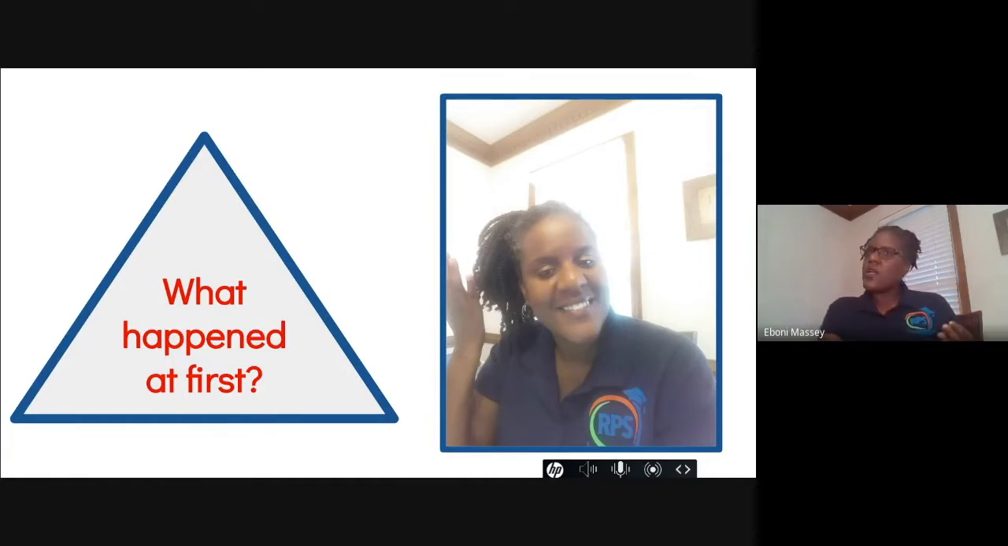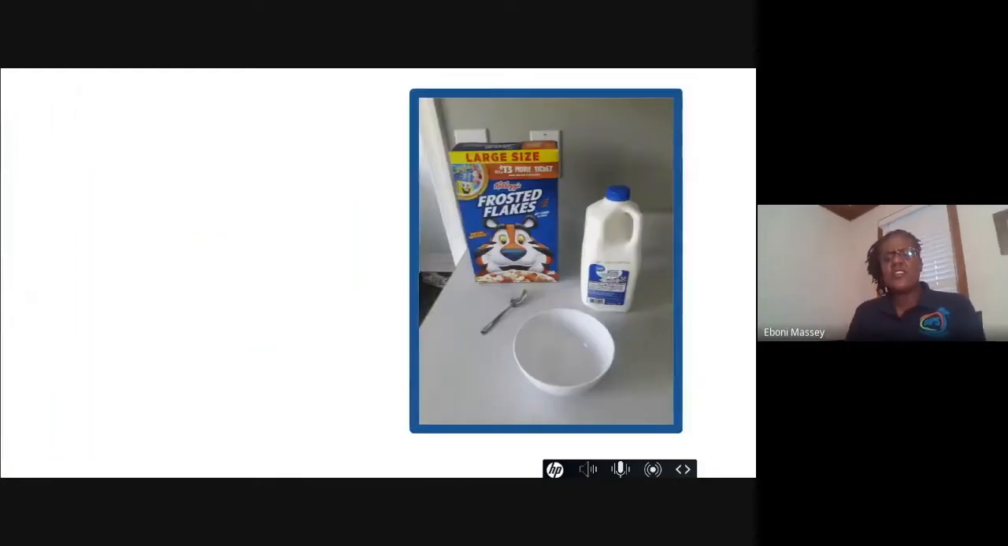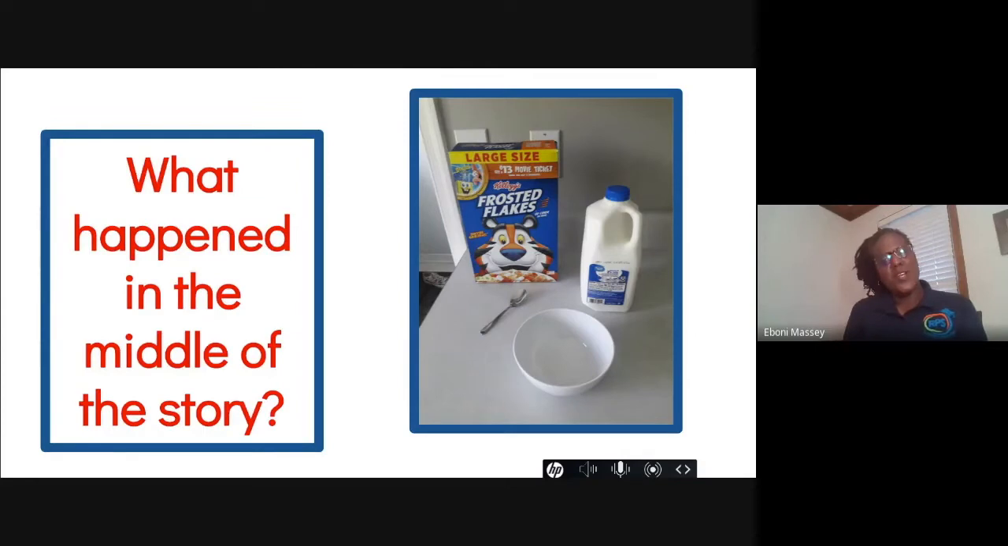Where did the story mostly take place? That's right, in the kitchen. And how do we know it was in the kitchen? Let's look at the next picture. Well, that looks like a counter right there. And usually cereal, milk, bowls, and spoons are found in the kitchen. So now we know Miss Massey was really hungry and she went to the kitchen. What happened in the middle of the story?